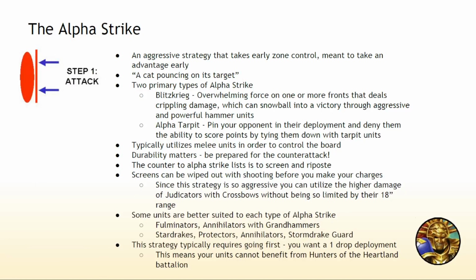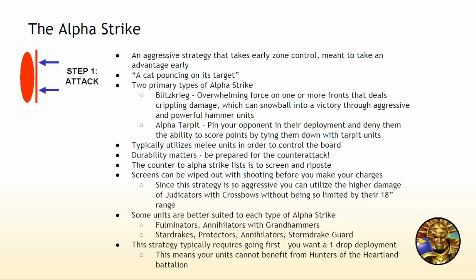And the first strategy we're going to look at is called the Alpha Strike. This is a term that gets thrown around a lot in the community. And what it means is an aggressive strategy that tries to take early zone control and get an early advantage. Think about a cat pouncing on its target, trying to do as much damage as possible.